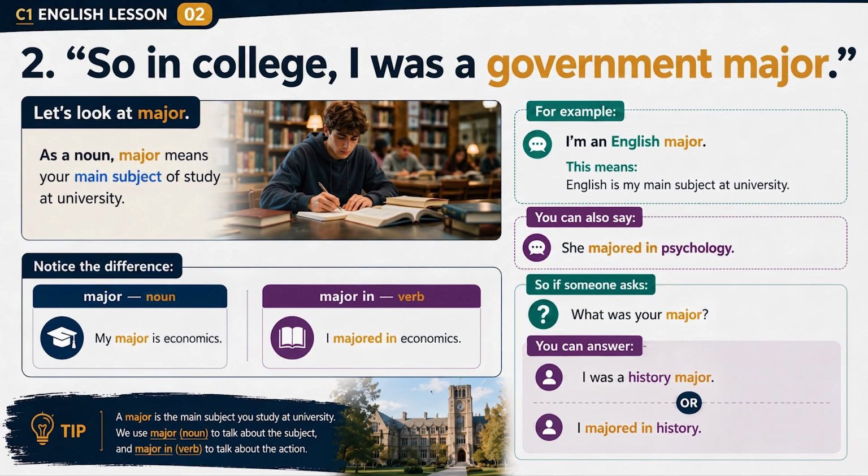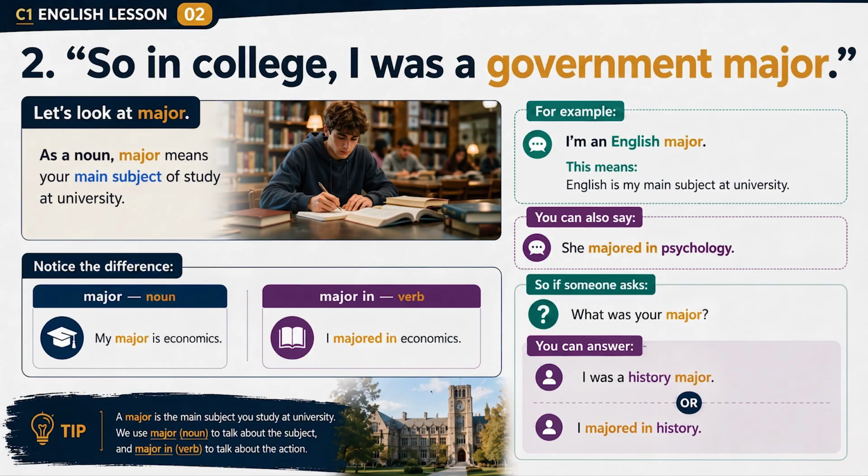Major as a noun. My major is economics. However, major in, we have it in the sentence as well. She majored in psychology. Here it is a verb. Major in. I majored in economics.